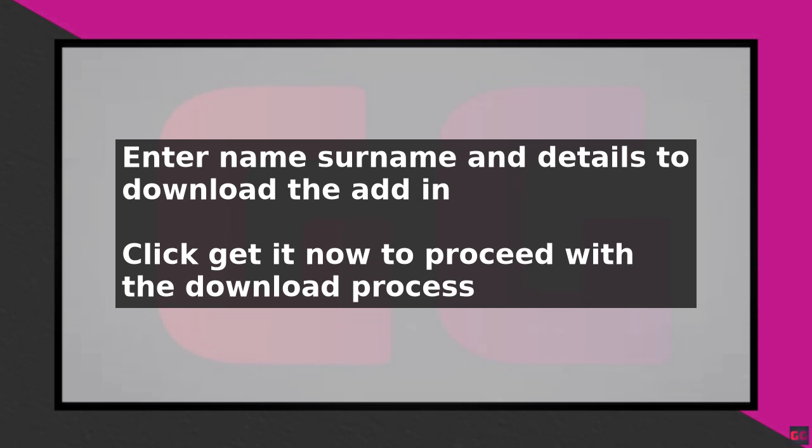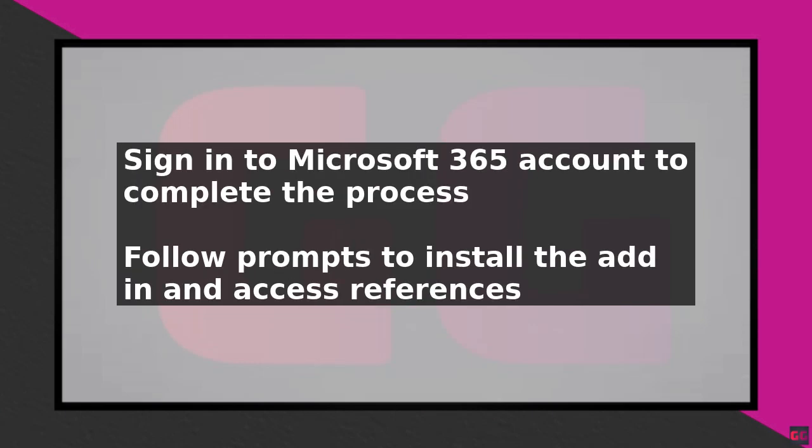You'll then be taken to Microsoft 365 to complete the process, where you'll need to sign in to your account. Once you've done this, you can open the add-in in Word and follow the prompts to install it. This will add the same add-in as the first method, and you'll be able to access your Mendeley references and sources in Word.